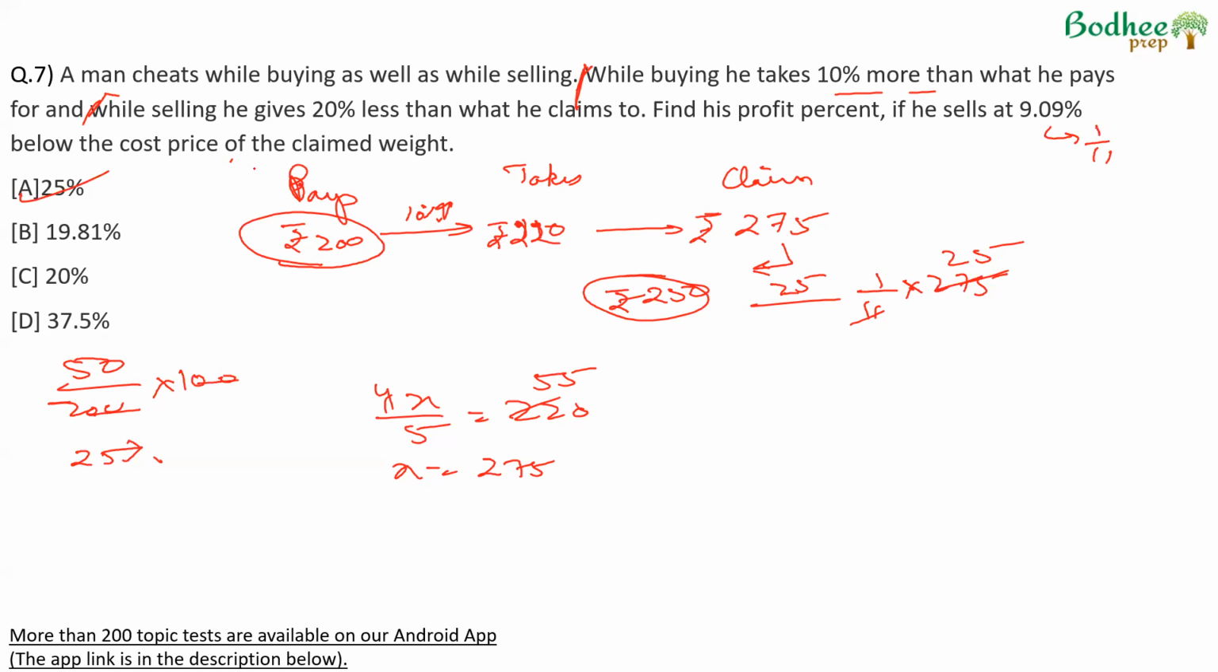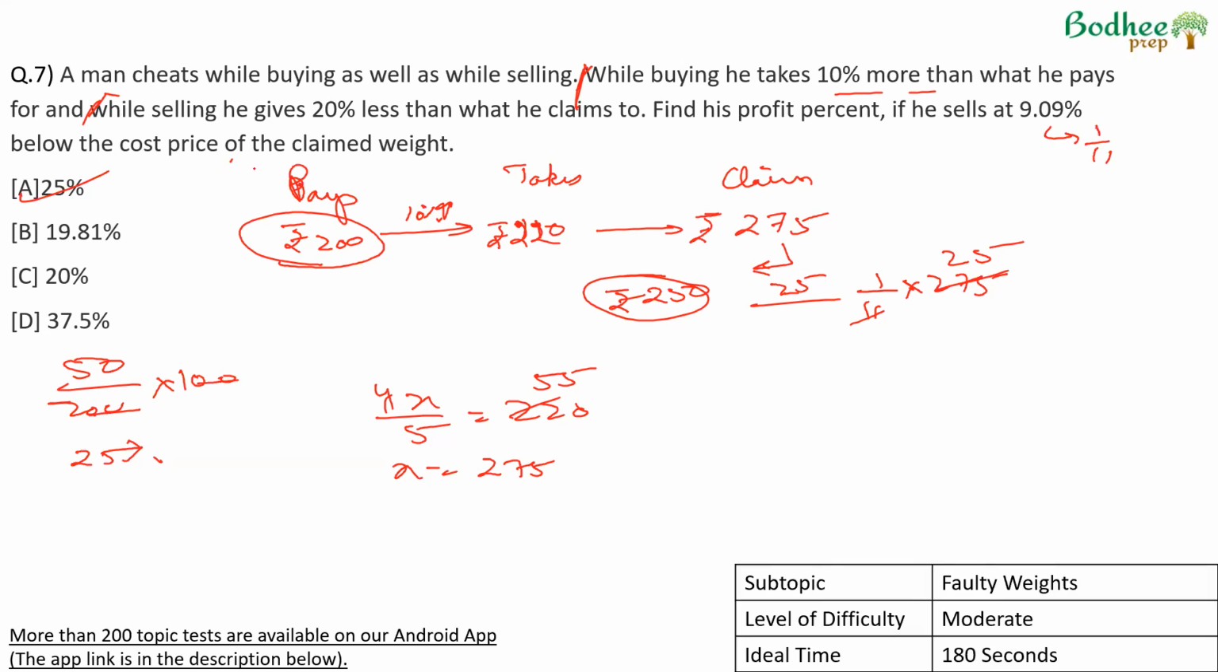In terms of level of difficulty, it has the concept of faulty weights, a moderate level of question. 2.5 to 3 minutes should be good enough to solve this question.